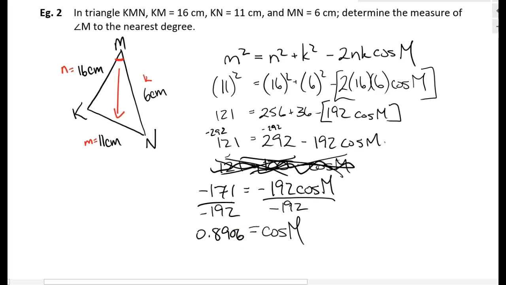0.8906. Now I'm going to keep a lot of decimal places during my questions, and that's so that I can be as accurate as I possibly can. But when I get to the final part of my question where I'm answering what I was asked for, I do need to round to the nearest degree. But all of these in-between steps, keep your decimal places.